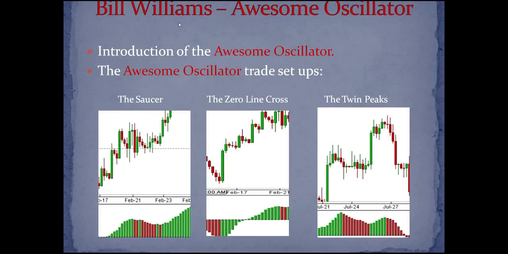Okay, the Bill Williams Awesome Oscillator. We'll take a look at how it's made up, and then we'll take a look at some trade setups. We'll look at the saucer, the zero line cross, and the twin peaks.